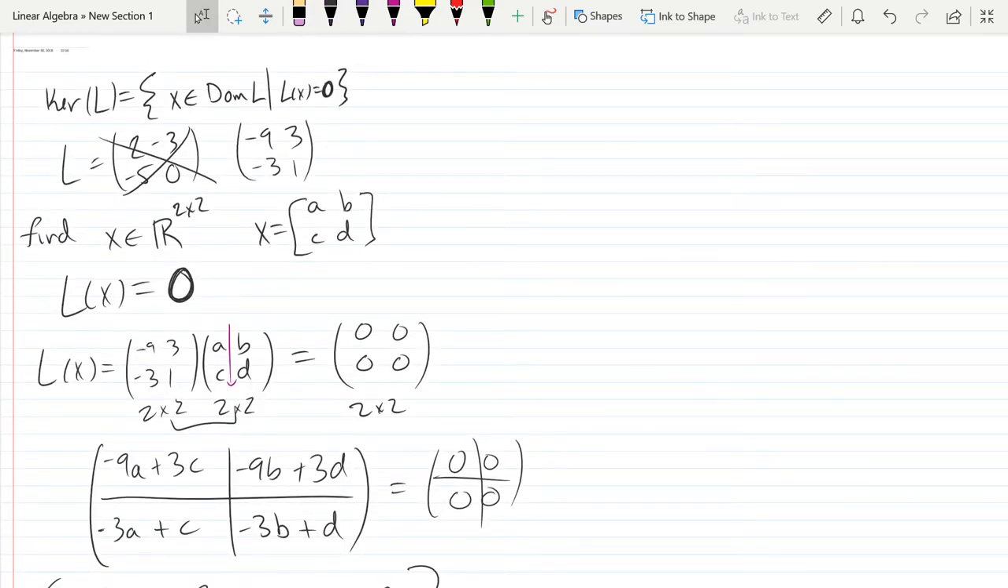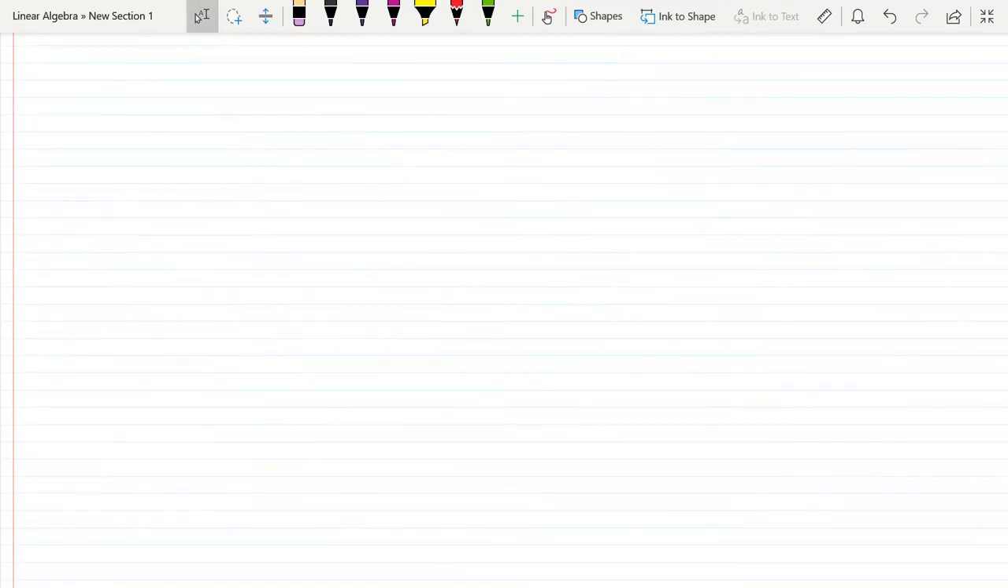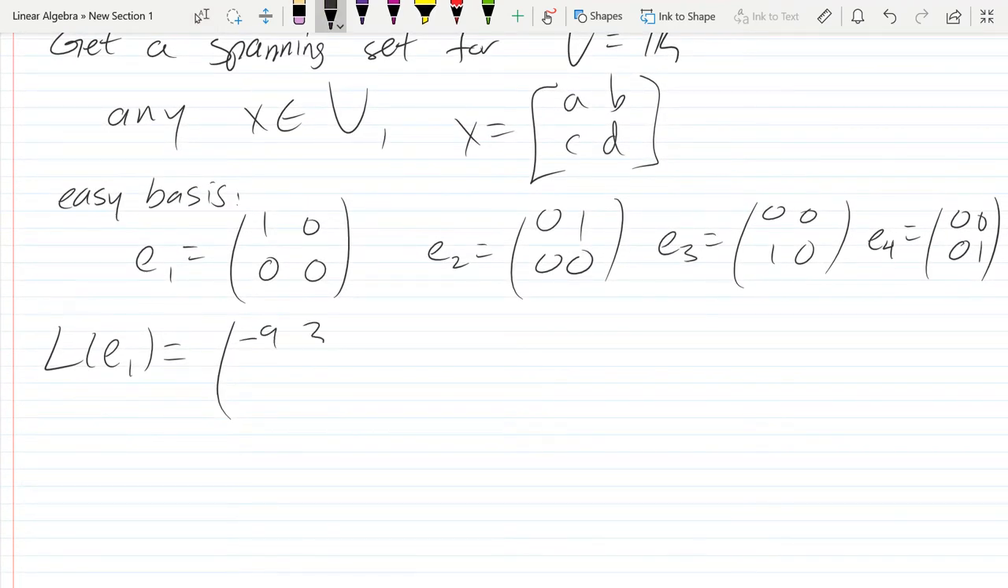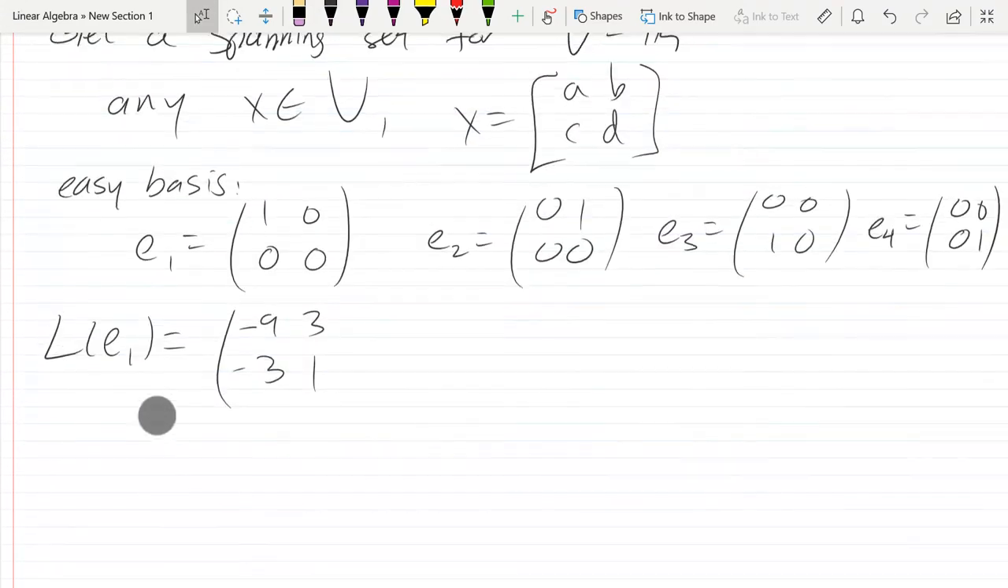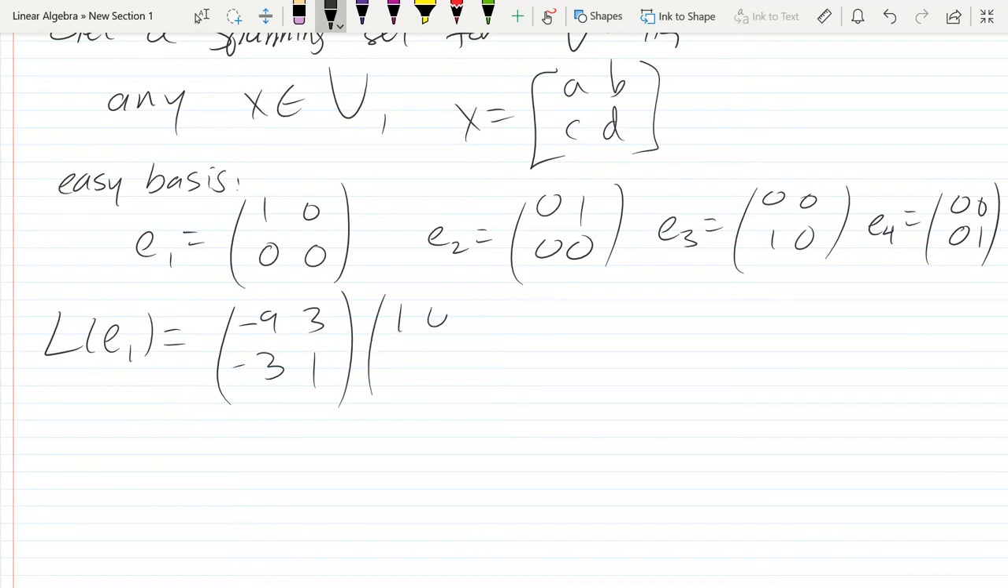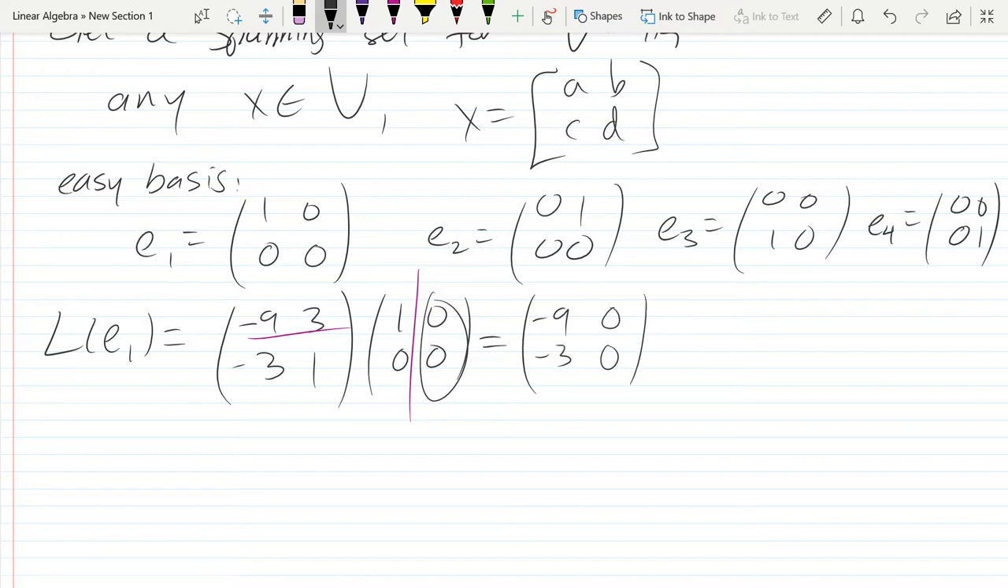It's negative 9, 3, negative 3, 1. And we're multiplying by the 1, 0, 0, 0 matrix. So this should be a fast product, because it's mostly zeros. So we get negative 9 plus 0. The right column is all going to be zeros, because our right column in the product is all zeros. So right column zeros. And then we get negative 3 in the bottom left.